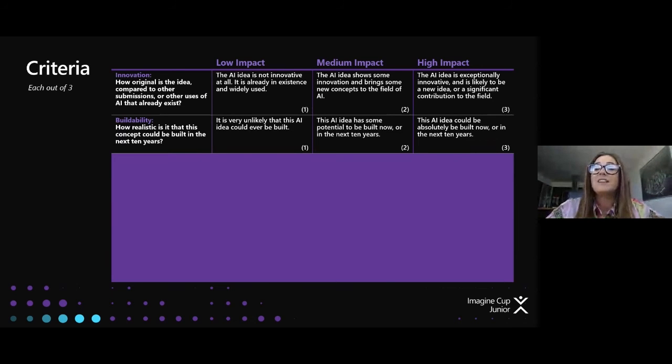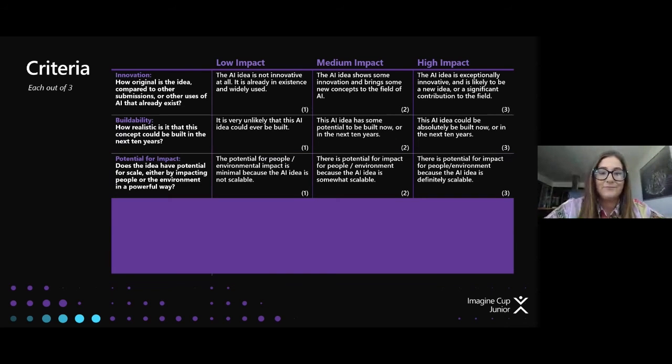And you'll get full marks if it absolutely can definitely be built out in the next 10 years. Potential for impact, okay, so there's 3 marks going for this. So does the idea have potential for scale? And Amanda talks about this by either impacting people or the environment in a powerful way.